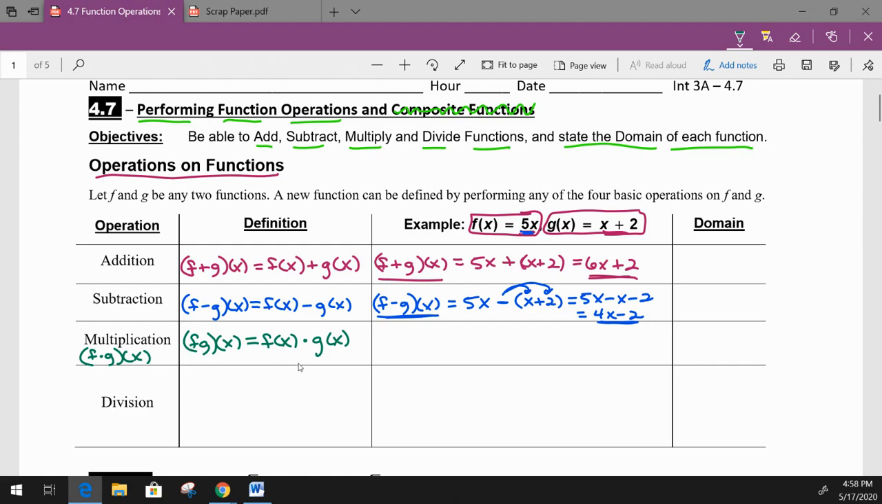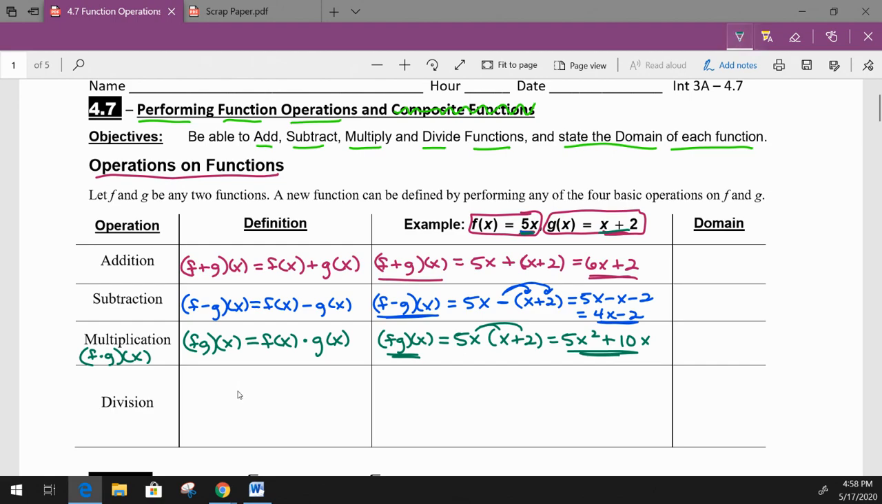All right, so if we are performing this operation, fg of x, that just means that we are multiplying the f of x function, which again is 5x, times the g of x function, which is x plus 2. So if I'm multiplying these two together, I would distribute and get 5x squared plus 10x. So this is my new function, fg of x.